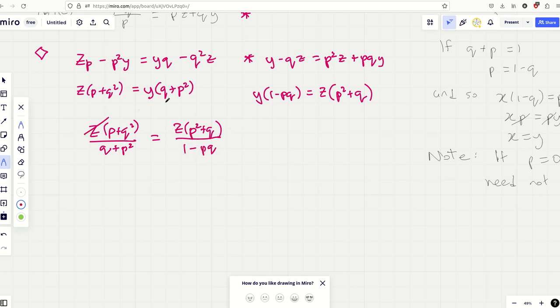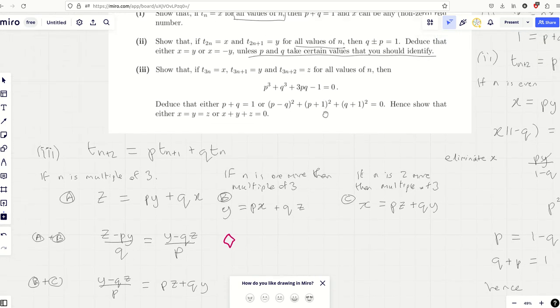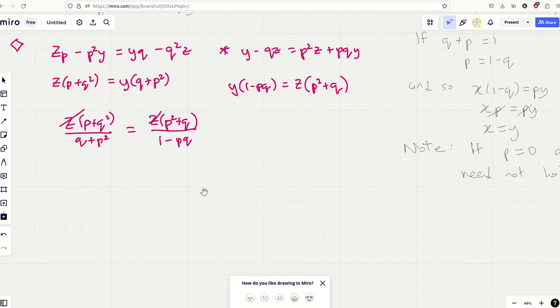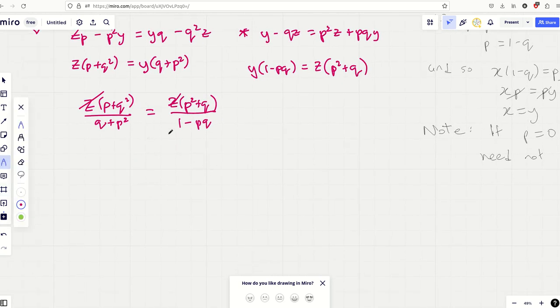Now the z's cancel, and I'm hoping that this turns into this lovely cubic expression, which they said it would. That's the trick. Now what we're going to do here, that times that: p plus q squared times 1 minus pq equals p squared plus q multiplied by q plus p squared. That's the same thing, isn't it? So we're just squaring out a bracket there.